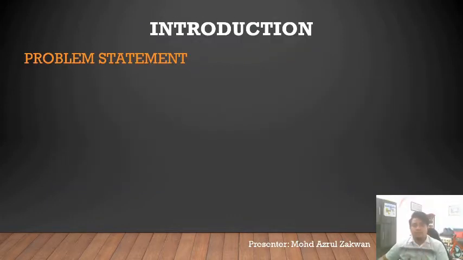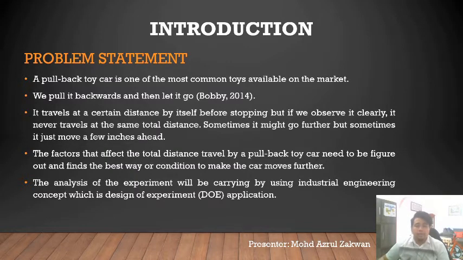First, I'm going to talk about the problem statement. A pullback toy car is one of the most common toys available on the market. We pull it backwards and then let it go, said Bobby 2014. It travels a certain distance by itself before stopping, but if we observe it clearly, it never travels the same total distance. Sometimes it might go further, but sometimes it just moves a few inches ahead.